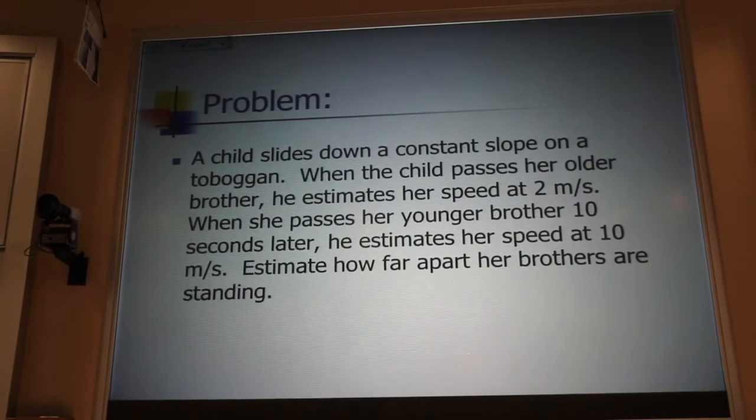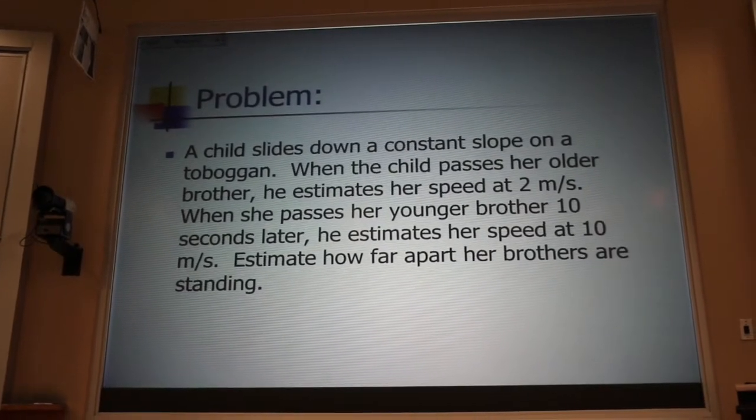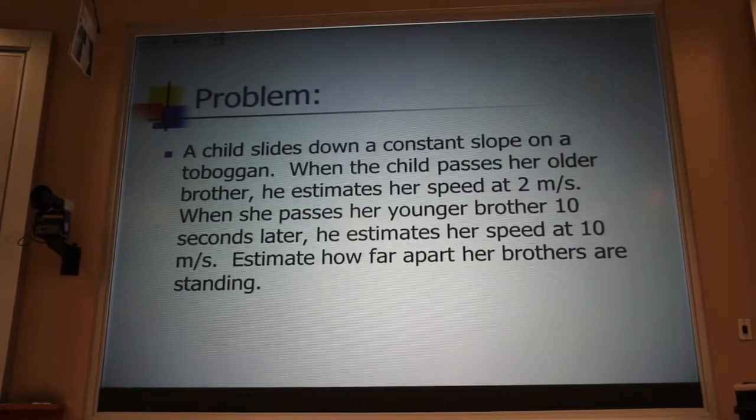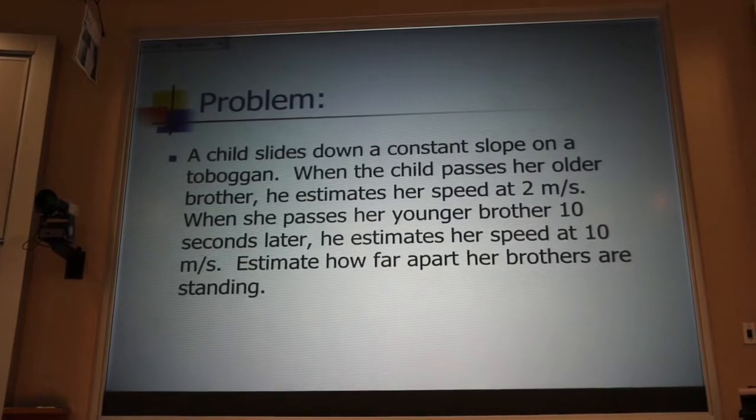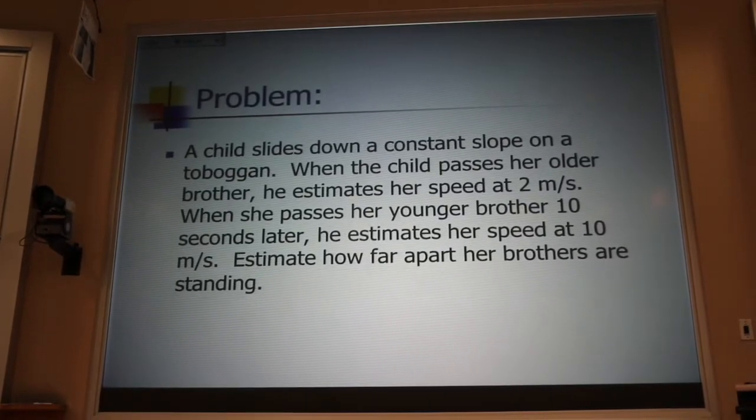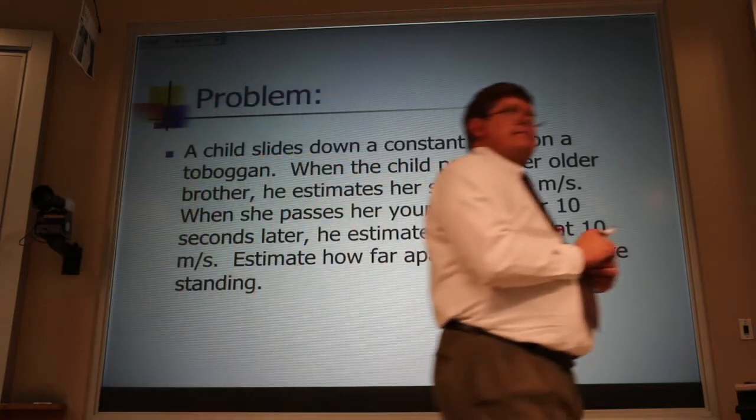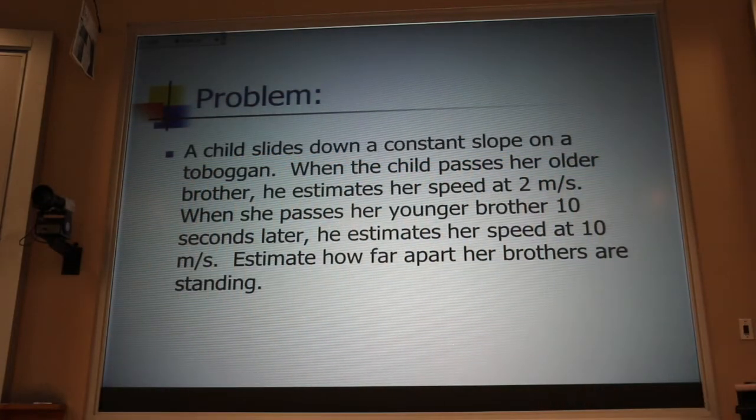Okay? Now, the fact that this toboggan hill has constant slope, as you learned in tutorial, means it has constant acceleration. So we can use these equations. When the child passes her older brother, he estimates she's going 2 meters per second. When she passes her younger brother 10 seconds later, he estimates she's going at a speed of 10 meters per second. About how far apart are the two brothers standing? Talk to your neighbor.